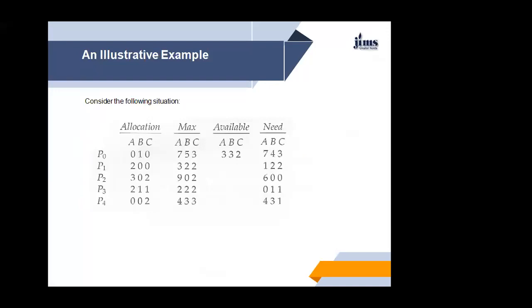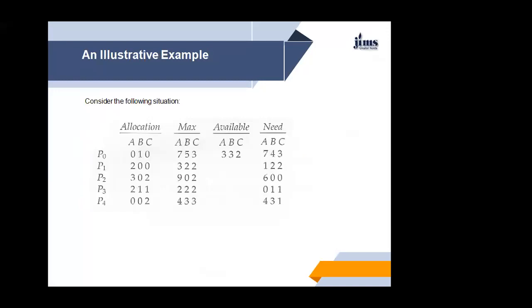So we will also illustrate an example. Consider a system with 5 processes P0, P1, P2, P3, and P4, and there are 3 resource types, let's say resource types A, B, C. Resource type A has 10 instances, resource type B has 5 instances, and resource type C has 7 instances.